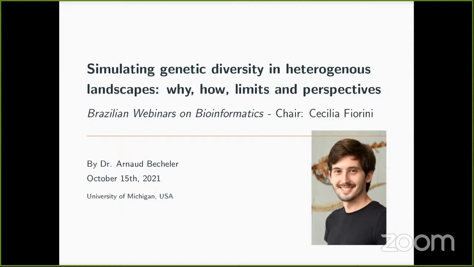And the general question I want to answer here is, when you're interested in simulating genetic diversity in heterogeneous landscapes, you have a set of questions that arise from that. Why do you want to do that? How do you want to do that? And what are the limitations of these kinds of approaches and questions? These limitations can be of different orders: technical, cultural, statistical, and I will just give some hints about that. And also at the end, I will try to open a discussion about what I think are the perspectives of this field, where I think we should go, where I think we are heading towards, and what we could do as a community of researchers.